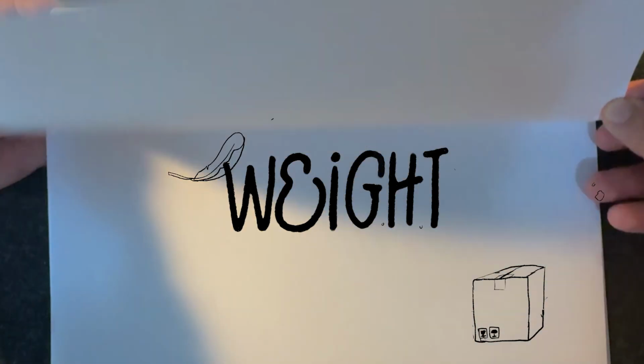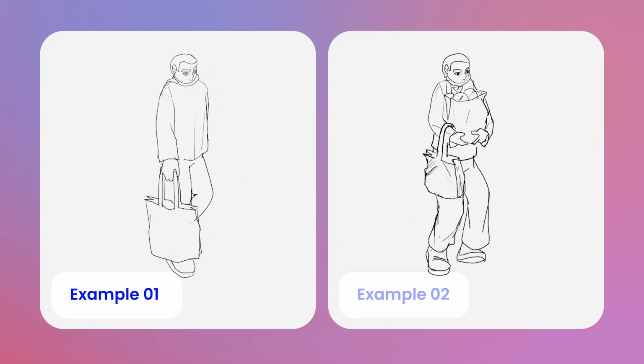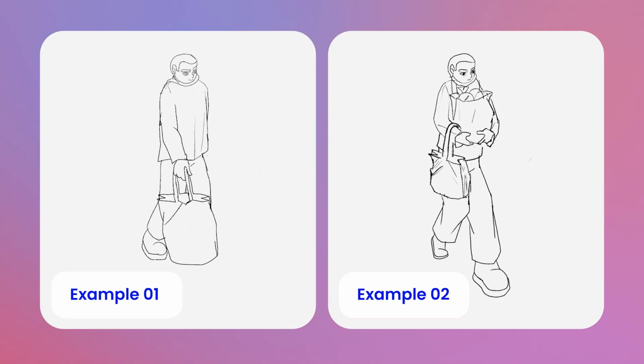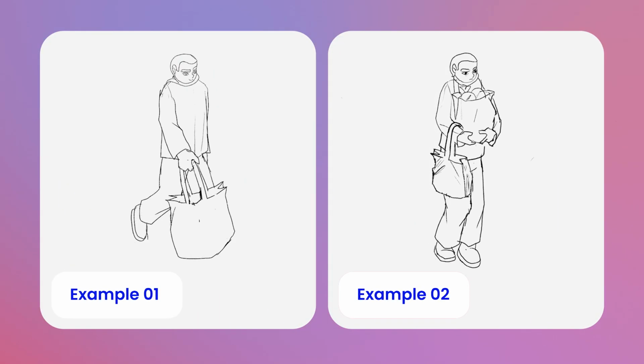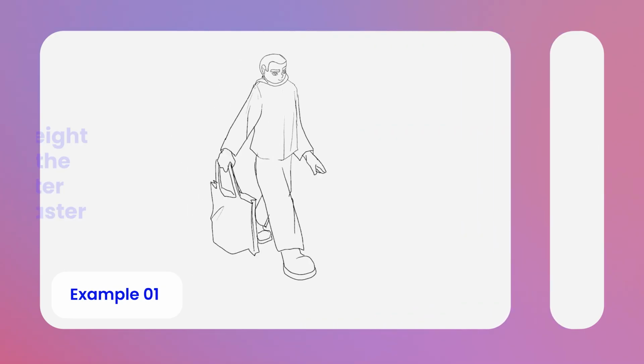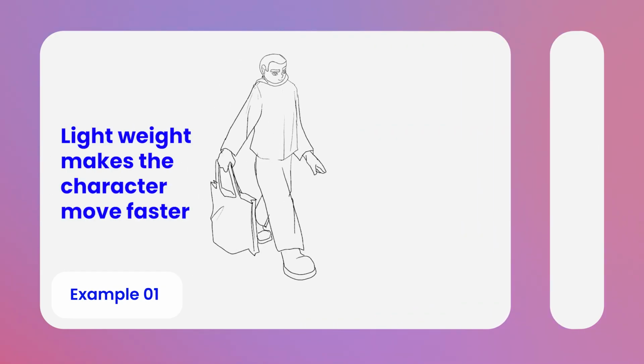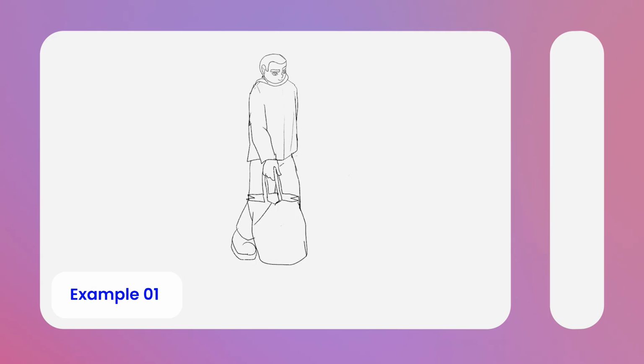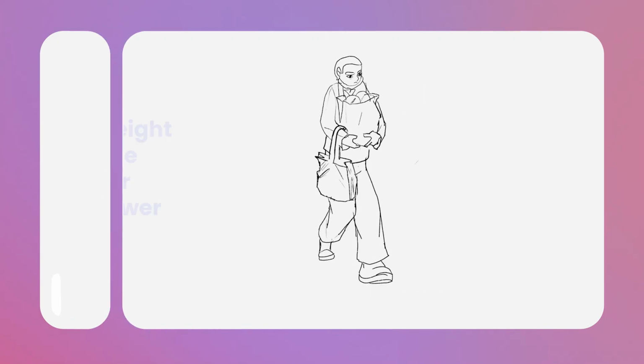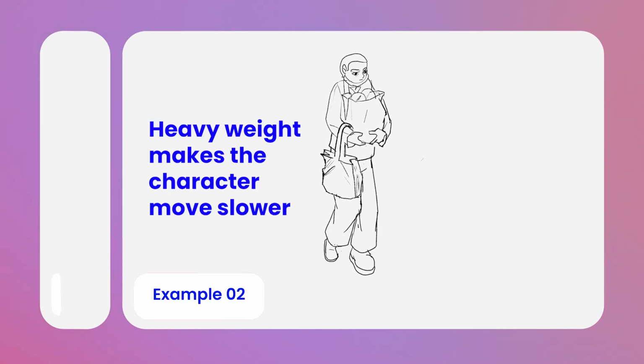Second thing that affects the timing in animation is the weight of a subject. As you see here in the example I'm showing, 2 characters are holding a bag of groceries. The character on the left is holding the bag of groceries and it's really light in weight and he can move fluidly, which means he can move faster, while the character on the right is holding a very heavy bag of groceries, which impacts his movement.